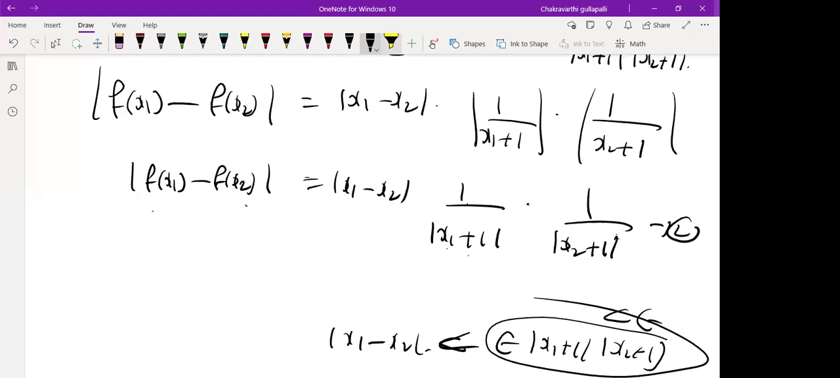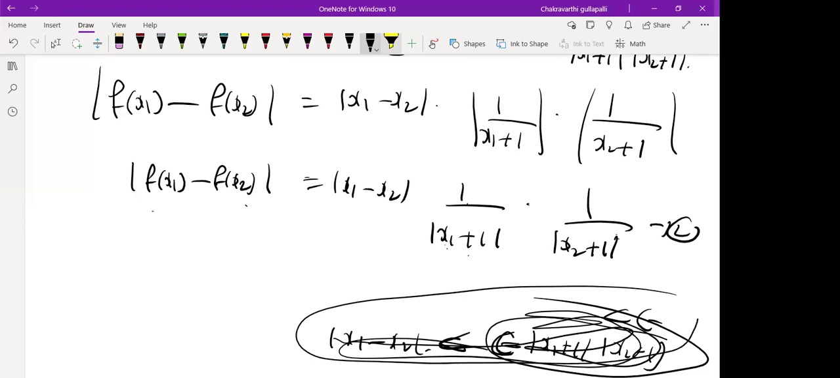|x1 minus x2| less than delta. Delta is in terms of epsilon, x1, x2. But we want it to be independent; we don't want x1 and x2 in delta. Then how to do it? In order to do that, we need to proceed further. We cannot stop here. We have to get bounds for this. How to get bounds for this?